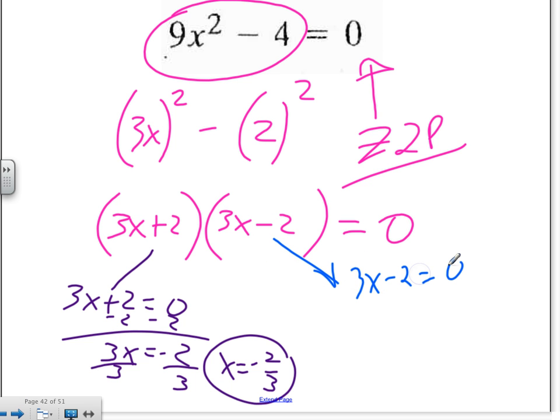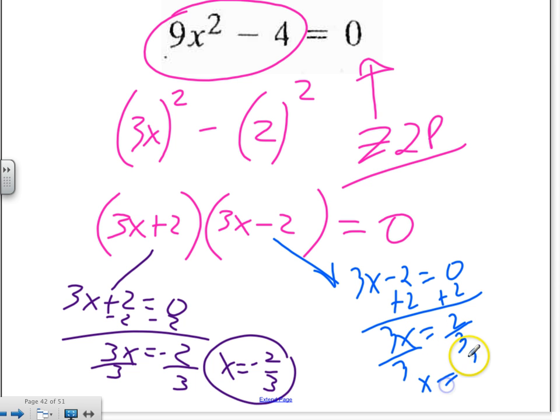Or the other case is this. 3x minus 2 equals 0. How do I solve this? Add the 2. You get 3x equals 2, and of course we do the same thing. We divide both sides by 3, and the answer is a positive 2/3. And watch this. If I take positive 2/3 and plug it into this factor right here, what is 3 times 2/3? 2. 2 minus 2? 0. 0 times anything? Still 0. It works. So either this or that, x could be negative 2/3, or x could be positive 2/3. So we have 2 possible solutions here.